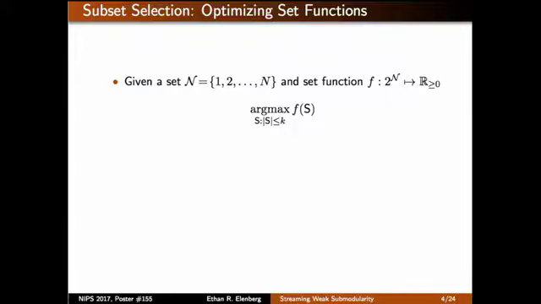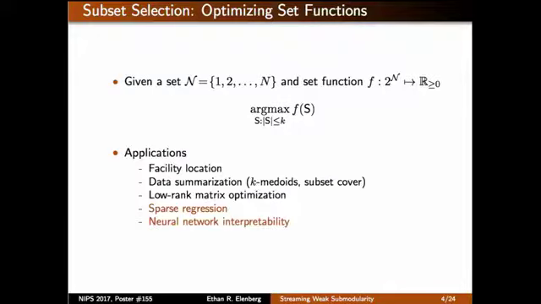So our goal in this work is to solve the following optimization problem, which is called subset selection. Given a ground set of size n and a function that takes a set as input and returns a non-negative real number, select a set of size k which maximizes f of S. This has many applications like facility location and summarization, but here we focus on sparse regression and neural network interpretability.